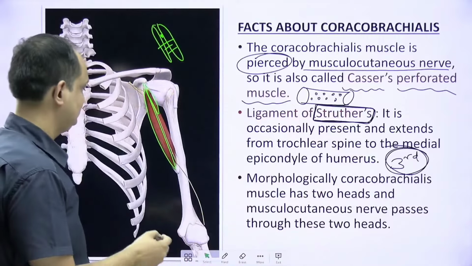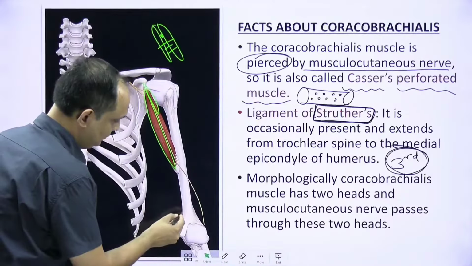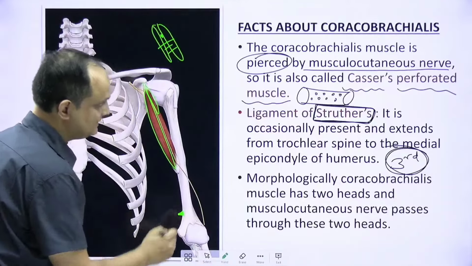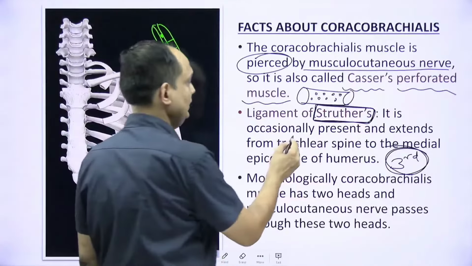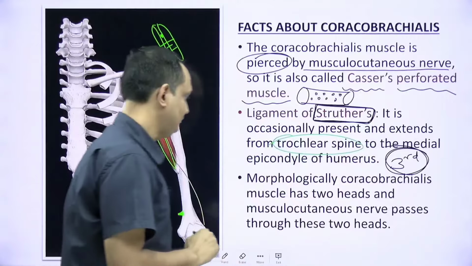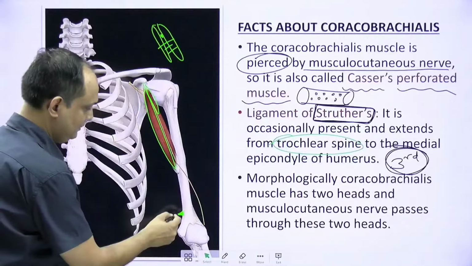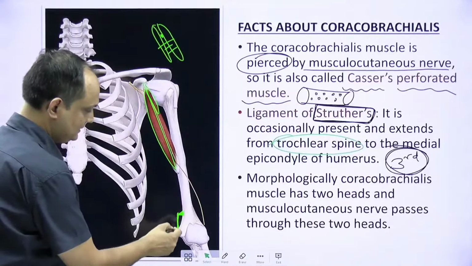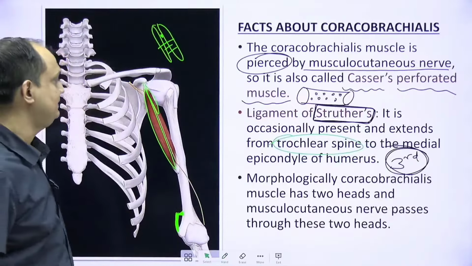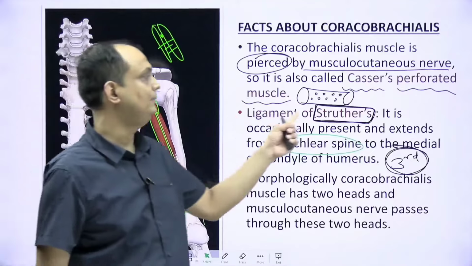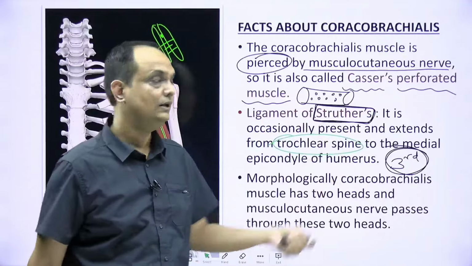Now, sometimes in the bone we have a projection here. This projection lies on the medial side and is known as the trochlear spine, and from this trochlear spine to the medial epicondyle you have a connection, which is a fibrous band, and this fibrous band is known as the ligament of Struthers. Clear?